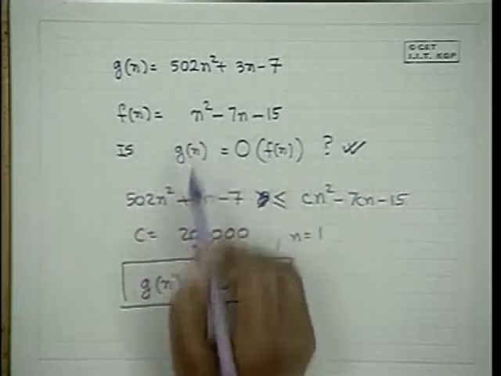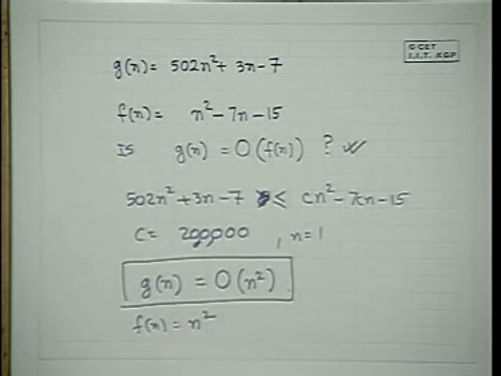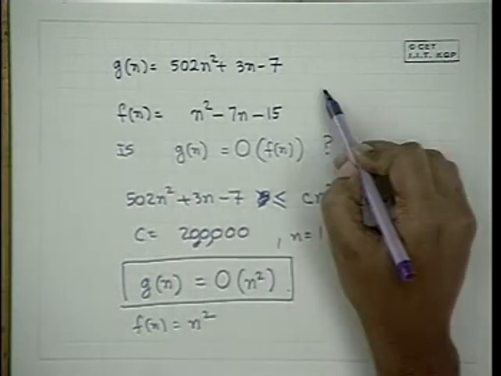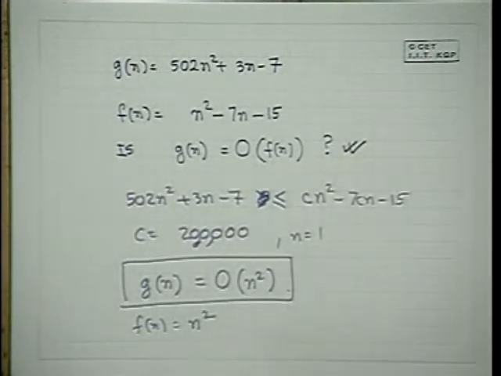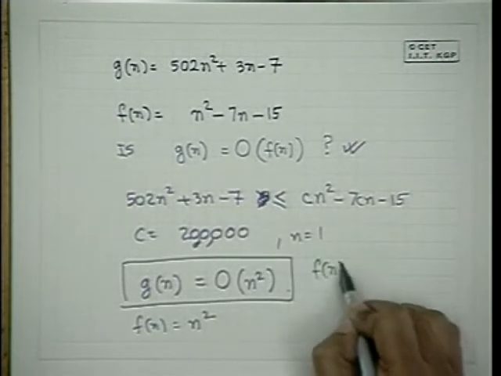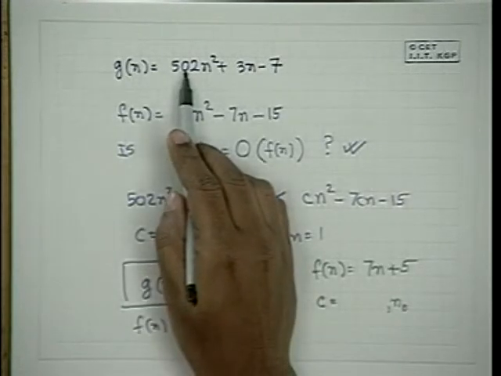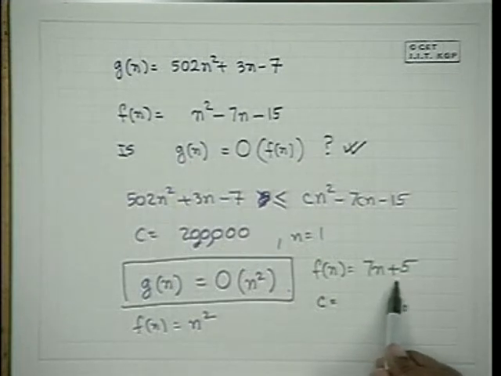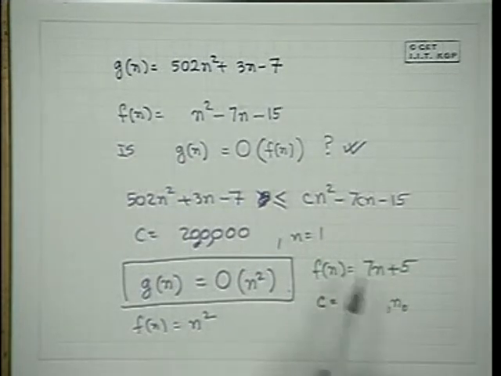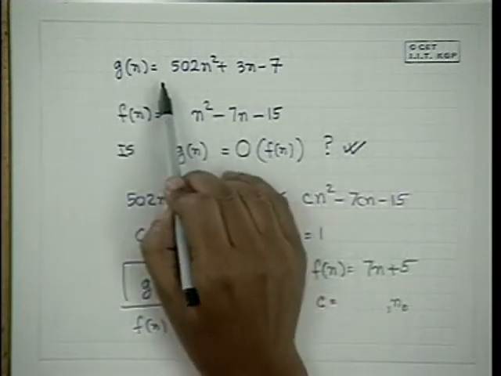Fn, and if Fn was equal to n square also, it would still be upper bounded by Fn. But suppose I choose Fn equal to 7n plus 5, then I will be able to get a constant C. I will choose C to be 200 lakhs maybe, but I will not be able to get an n naught beyond which this function will always be less than or equal to this function. I will not be able to get it. So, this Fn is not an upper bounding function of Gn.